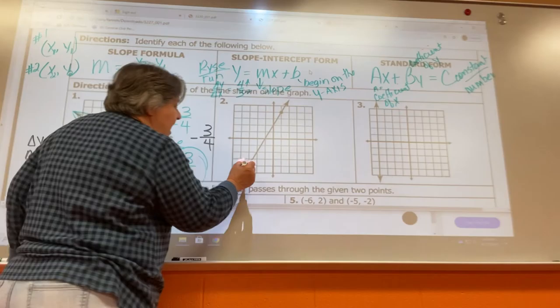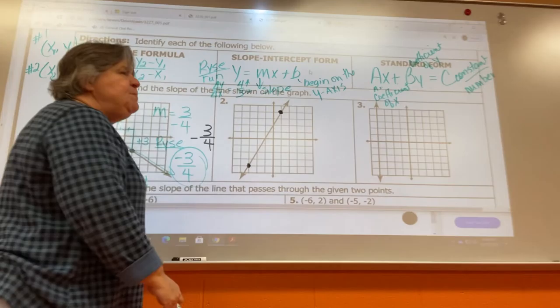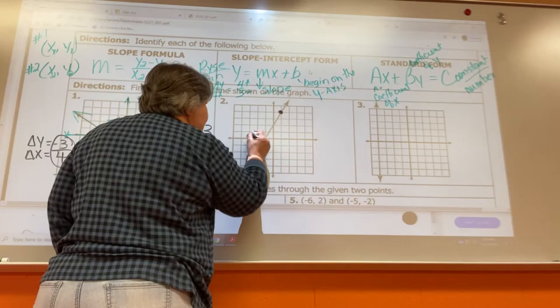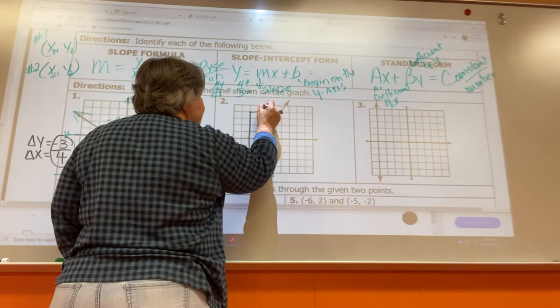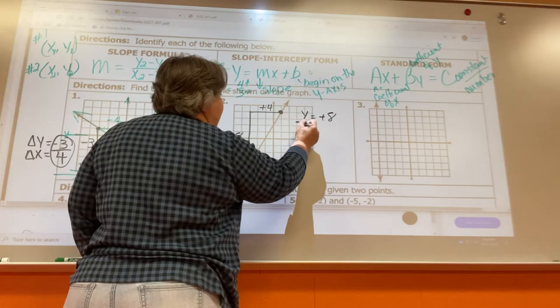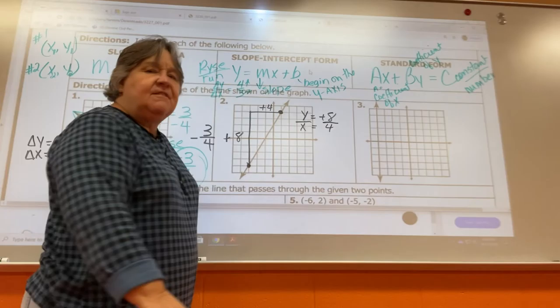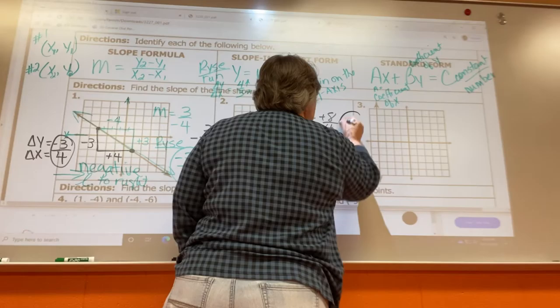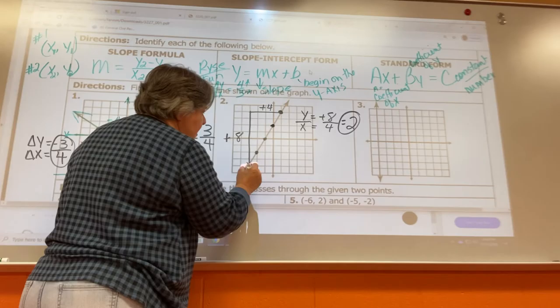So that's going to be plus 3. The reason I went up plus 3 is because that puts me on the same level with this point here. Now I'm going over 1, 2, 3, 4, but I'm going in a negative direction on the x-axis. So that's minus 4. So to get from here to here, my y changes a positive 3. That's my rise. And then I run on the horizontal and it goes in a negative direction, to the left on the x-axis. So it's negative 4.